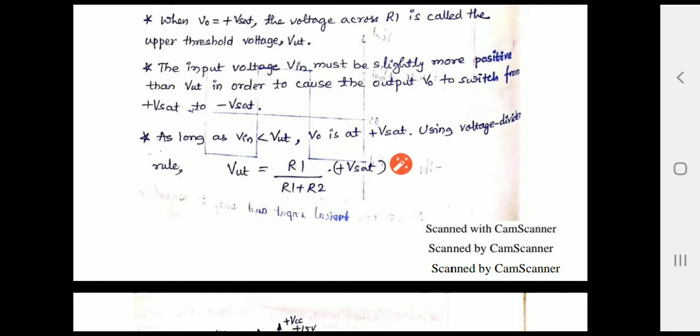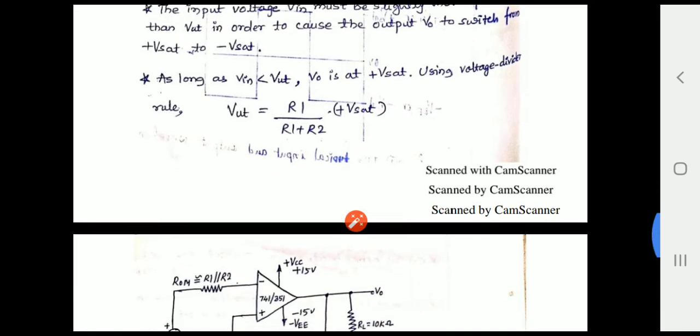Now as I explained, using the voltage division rule, we can write VUT equals R1 into plus V saturation, where plus V saturation is nothing but V naught here. That is when V in is at the positive cycle. When V in is at the negative cycle, we get plus V saturation because it is an inverting comparator, divided by R1 plus R2.